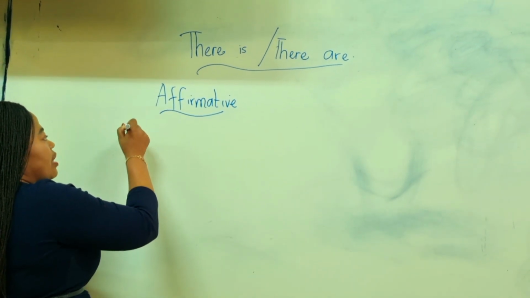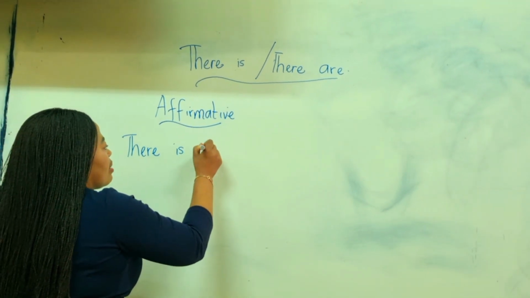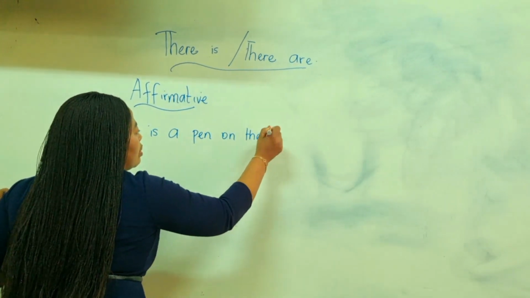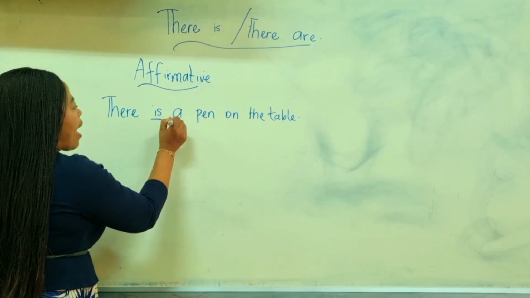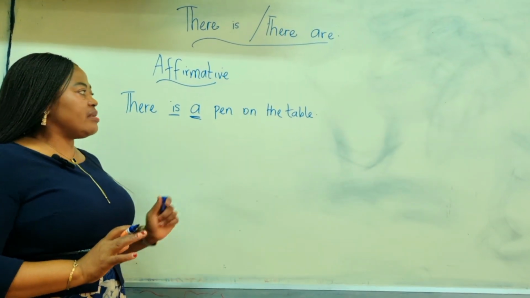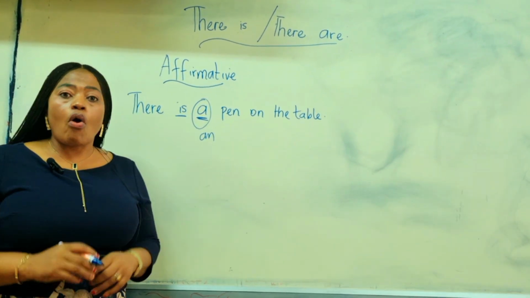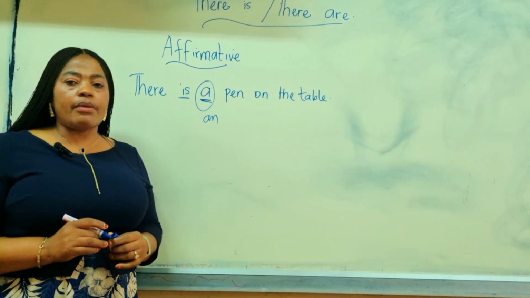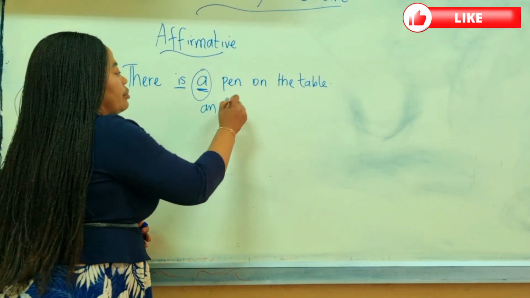There is, singular, there is a pen on the table. On the table. Full stop. There is a pen. So the first thing that you have to take note of when you're talking about there is, you must use a or an. There is a pen on the table. There is a marker on the table. There is a phone on the table. Or there is an apple.